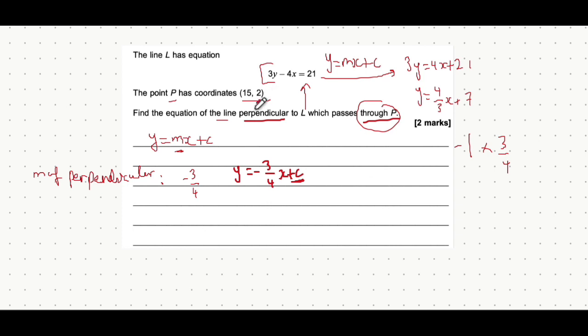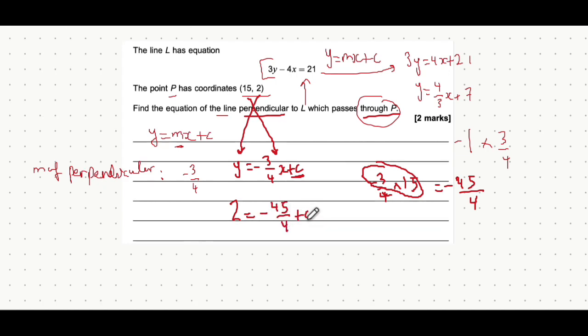So we can substitute y as 2 and x as 15 into this equation and then find the value of c from there. So replacing y with 2, we get 2 is equal to minus 3/4 times 15. Now, this might seem elementary level to some people, but I know some students struggle to multiply fractions and whole numbers. All you do is multiply the top of the fraction by the whole number, keeping the denominator the same. In this case, minus 3 times 15 is minus 45, and then it's still over that same denominator of 4. So we have minus 45 over 4, and then plus c.